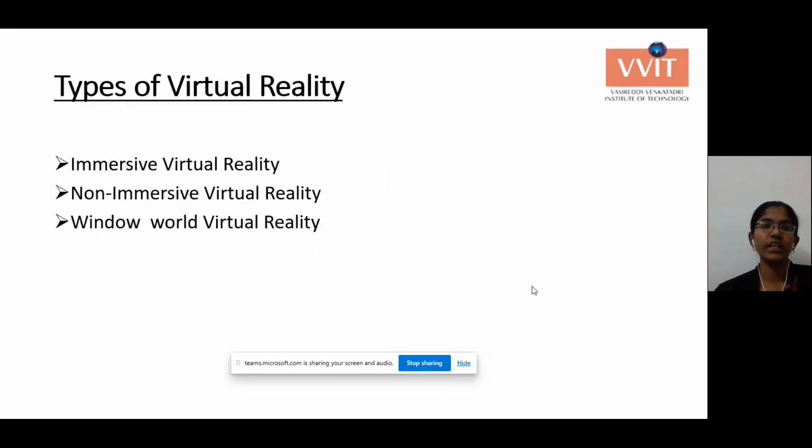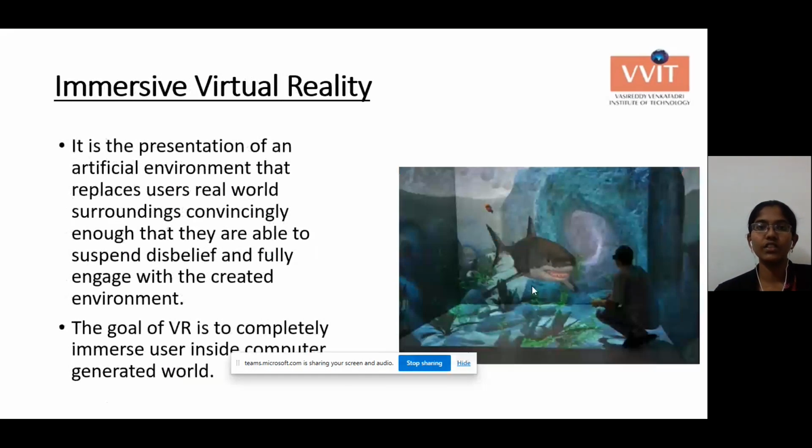Next, coming to types of virtual reality. There are three types of virtual reality: immersive virtual reality, non-immersive virtual reality, and window world virtual reality. So let us see immersive virtual reality. In immersive virtual reality, the user is completely surrounded by the virtual world or the computer generated simulated environment. It is the presence of an artificial environment that replaces the user's real world surroundings convincingly enough that they are able to suspend disbelief and fully engage with their created environment. So the main goal of immersive virtual reality is to completely immerse the user in the virtual world or the computer generated world.